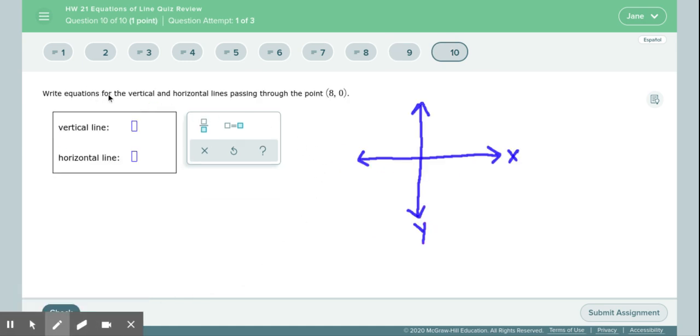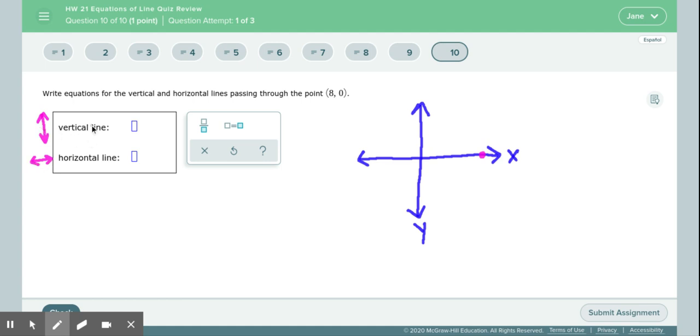This last problem says write equations for vertical and horizontal lines passing through the point (8, 0). So if you want to plot your point on a graph, you can. Okay, so (8, 0), you can find where your point is and you can plot it. For me, (8, 0) would be to the right 8, and then I don't go up or down any. But what's important here is that I know the difference between what a vertical line is and what a horizontal line is. So a vertical line goes straight up and down, and a horizontal line goes straight left to right.